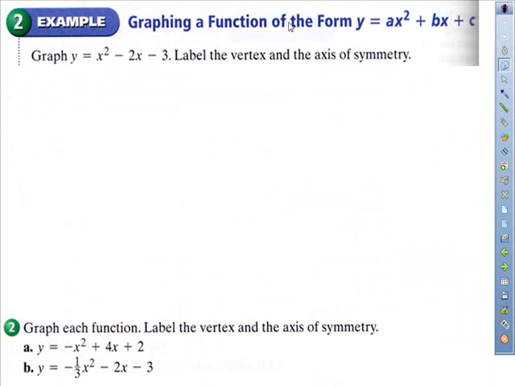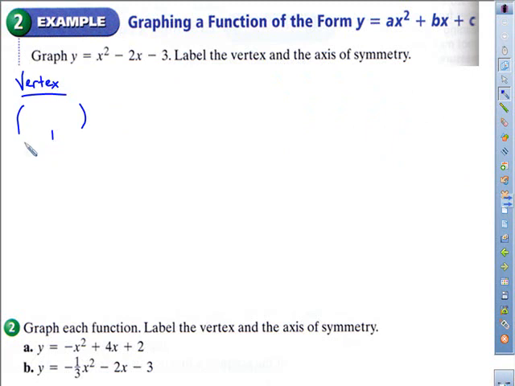So let's take a look at this first example here. We've got a function, y is equal to x squared minus 2x minus 3. So this is a quadratic function. Now we need to find the vertex and the axis of symmetry. First, let's find the vertex. The vertex is a coordinate, so we need to find the x value of the vertex. In order to do that, we're going to use negative b over 2a.